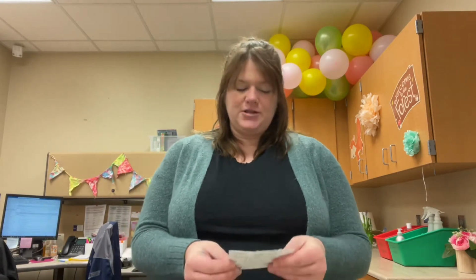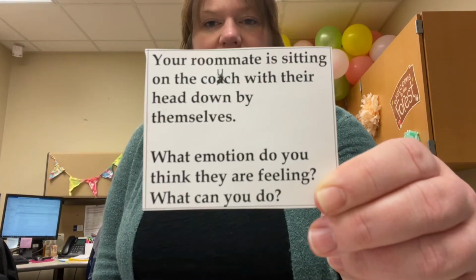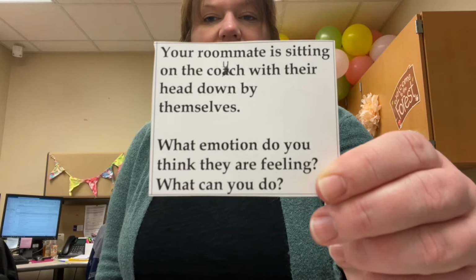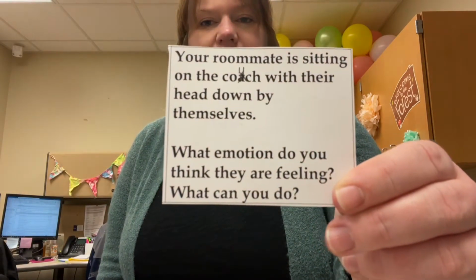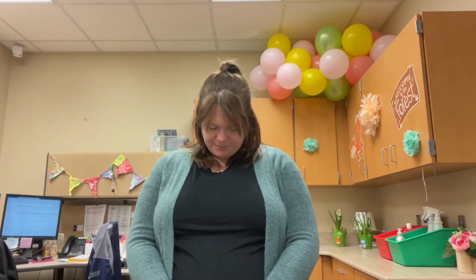So I'm going to dive right in, and I'm going to pick up my first scenario, and I'm going to show you guys. Now this one, I may or may not have made a spelling mistake, so you guys can tell, but it says, your roommate is sitting on the couch with their head down by themselves. So I'm going to walk into a room and we're going to call our roommate Pat. And Pat's sitting there and kind of just sitting there quiet with the head down. Now if Pat looks like this, what do we think that Pat's emotion is?